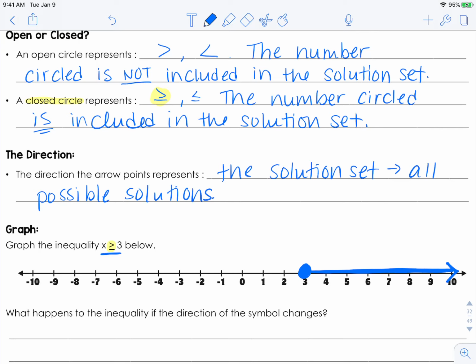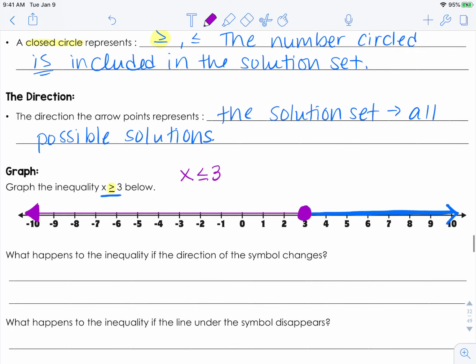So then let's think about this. What happens if the direction of the symbol changes? And I'm going to change color. So if we have, instead of x is greater than or equal to 3, what happens if we have x is less than or equal to 3? So we're still going to have the same circle shaded in, except now the solution set is going to be all numbers less than, fewer than 3. So that shows you how simply the direction of the symbol affects what your graph looks like.